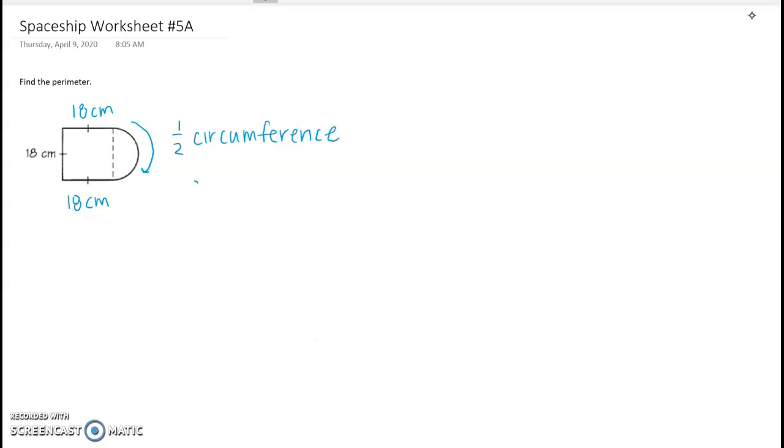So normally for circumference, we use pi times diameter. We know that the diameter is 18 here because this part right here is the same. That's going to be the diameter right there. So I think that the perimeter for this shape is going to be 18 plus 18 plus 18, that's the three sides of the square, and then plus 1/2 pi times the diameter, which is 18.